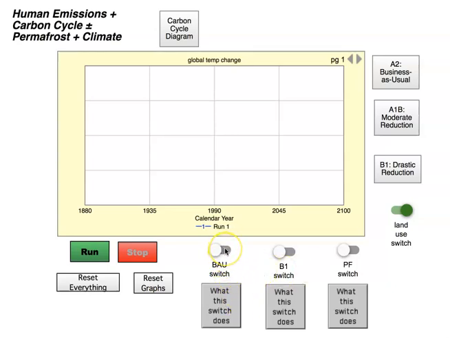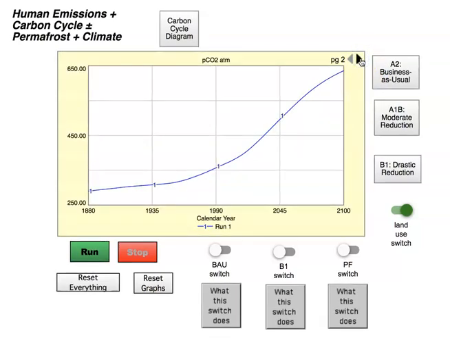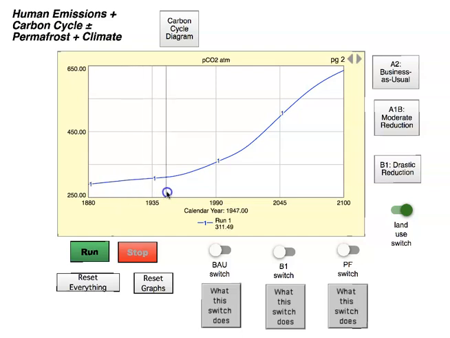Basically, it's the same controls and the same graphs that we had in the last part of the lab. All right, so let's run through them again really quickly. Let's do it with the A1B scenario. So we can run the A1B, and you'll see temperature in one, CO2 in two, and again, if you run your cursor along here, it gives you a value in a year, calendar year, and a value, which you need to be able to do well in this lab.